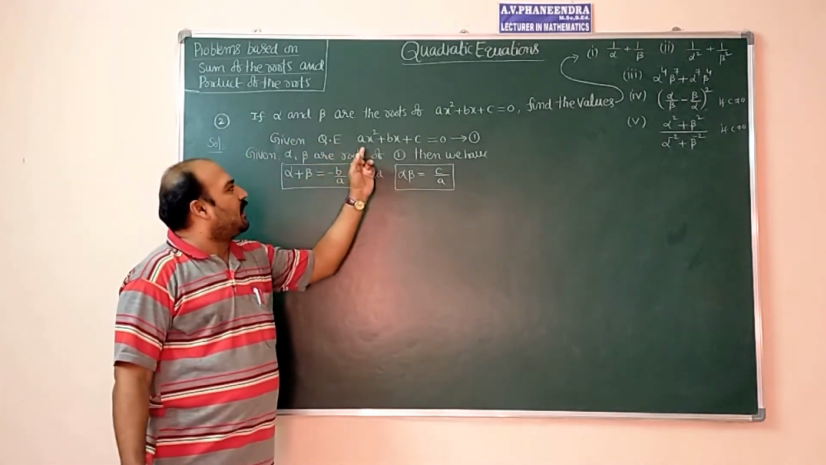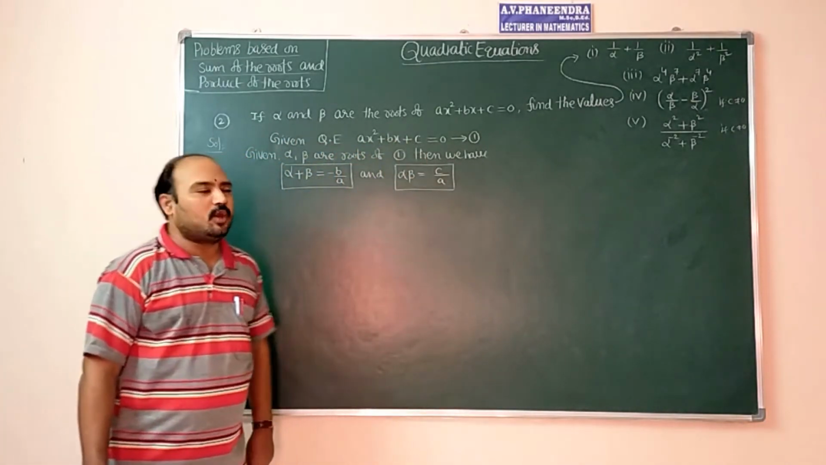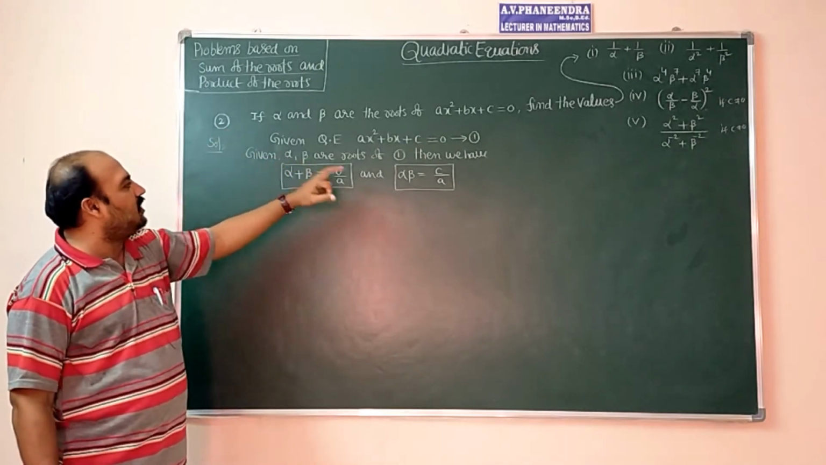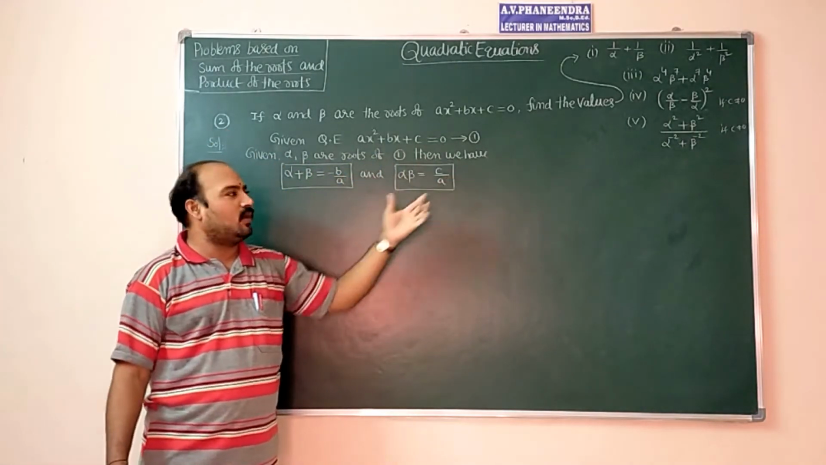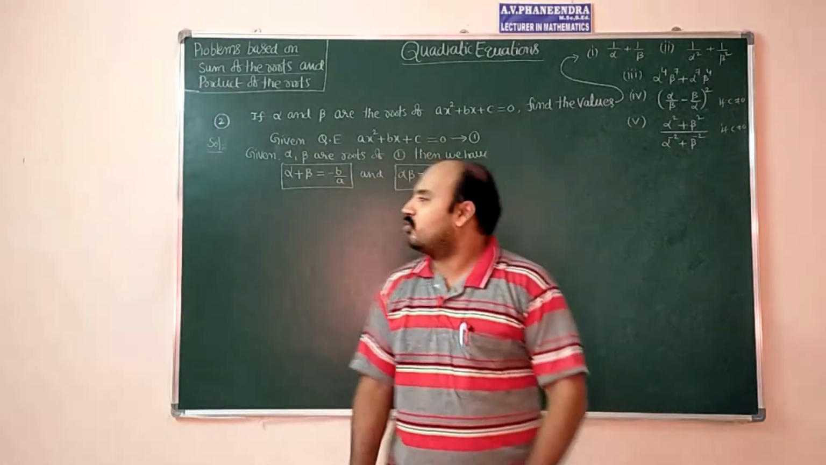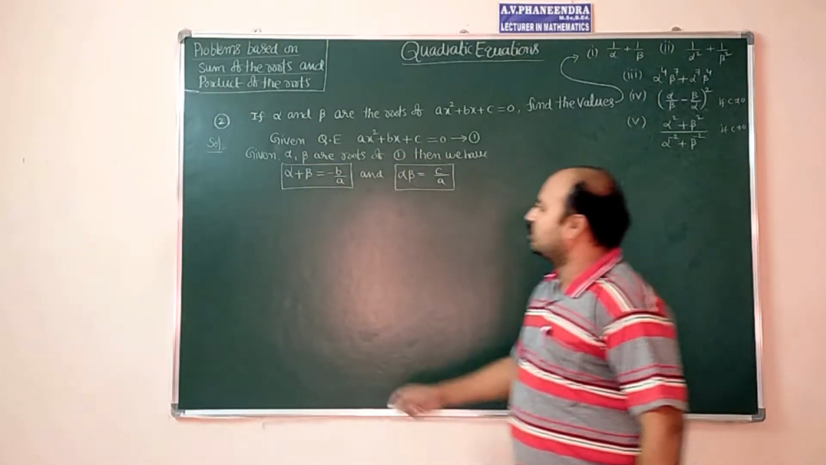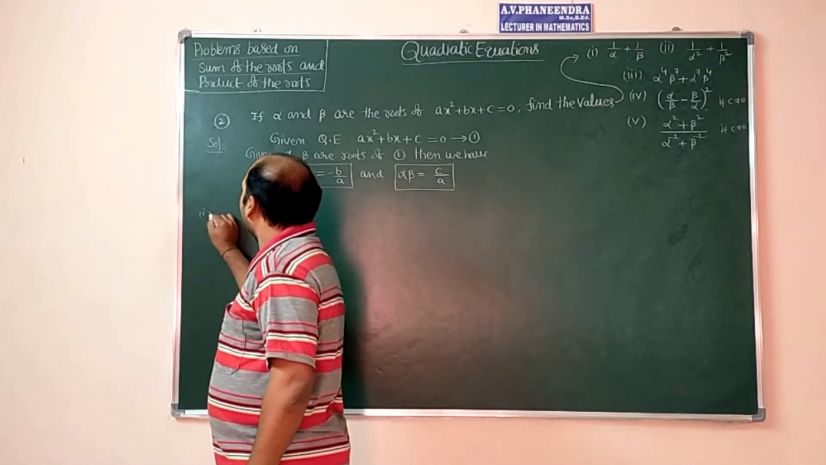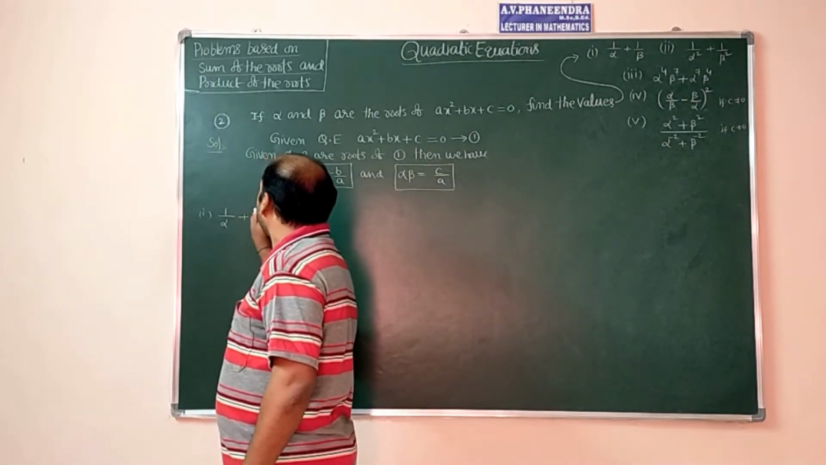Given quadratic equation ax square plus bx plus c equal to 0, equation number 1. Given that alpha and beta are the roots of equation 1, then we have these values: alpha plus beta and alpha beta. Now the first question you have to consider: 1 by alpha plus 1 by beta.